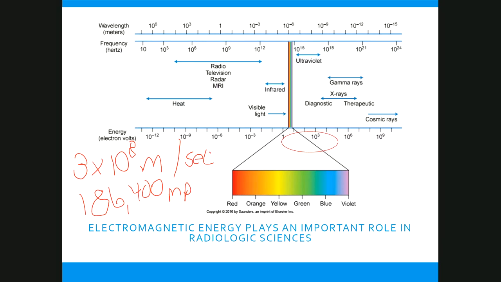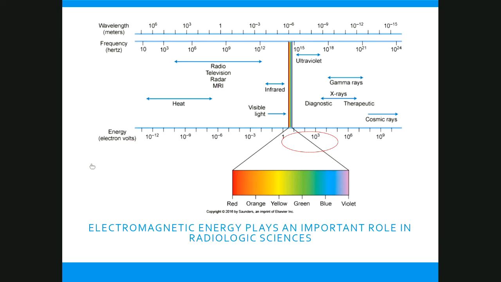That is the speed of light, and that is the rate at which all of these energies travel. So heat, radio waves, visible light, infrared light, ultraviolet light, gamma rays, x-rays, and cosmic rays. The unique thing they all have in common is that they all travel at the speed of light. That's what's unique about electromagnetic energies. And everything on this spectrum is considered an electromagnetic energy.